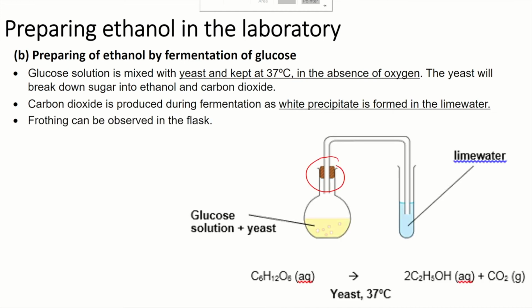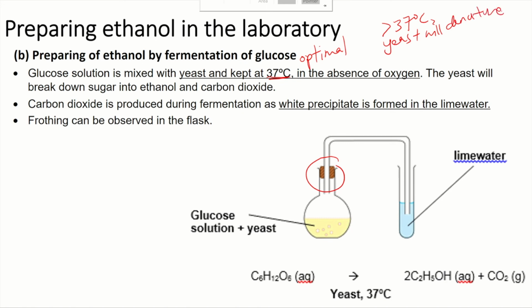And they do it at a temperature of 37 degrees Celsius because yeast works best at this temperature. So they have to keep it at this optimal temperature. If the temperature is too high, they will denature. So maybe you write this down: greater than 37 degrees, yeast will denature. Denature means they will be destroyed.